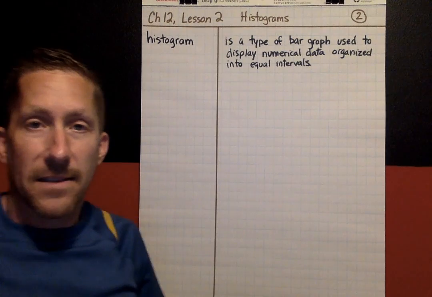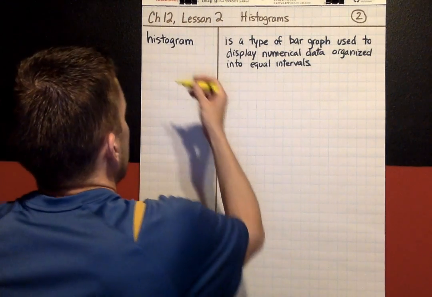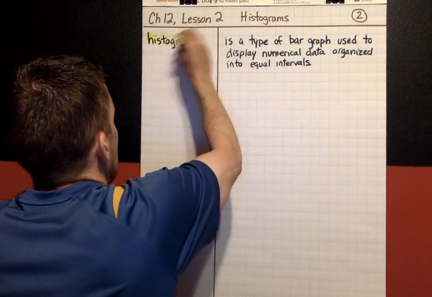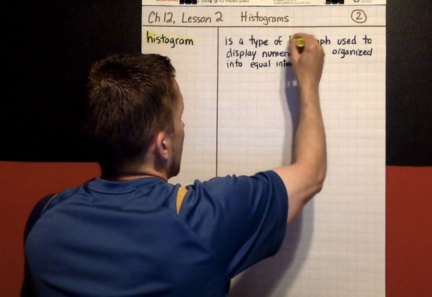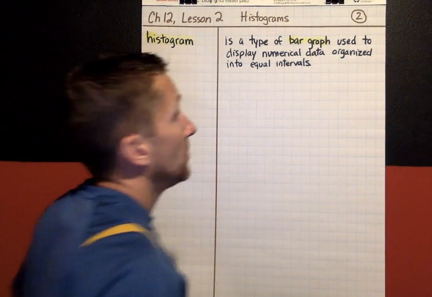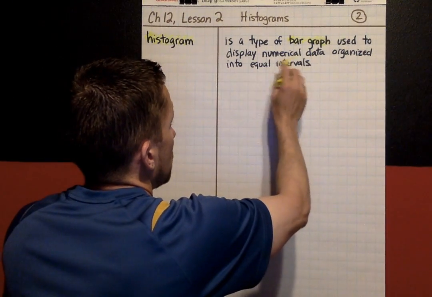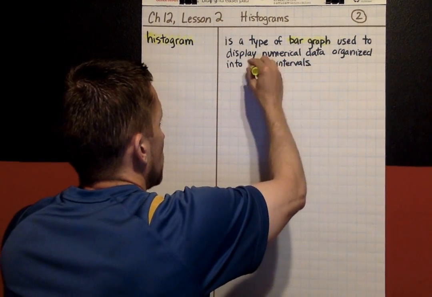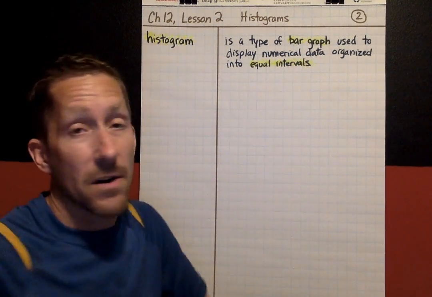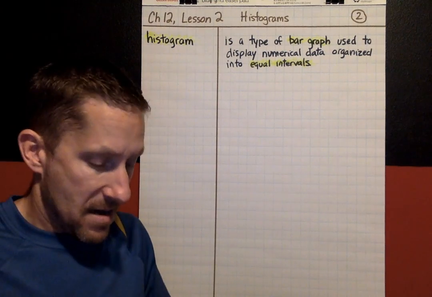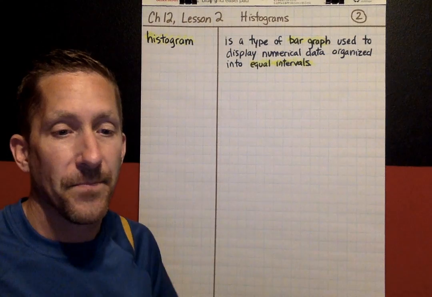Okay, so that's the definition of a histogram. So I'm going to go ahead and highlight that because that's our big idea for this lesson. And in the definition, I'm going to highlight a couple big ideas. It's a type of bar graph. So most of you know what a bar graph is. It's a type of bar graph used to display numerical data organized into equal intervals. That's another key part to being a histogram. And we'll take a look at what that means specifically in just a little bit when we build one.